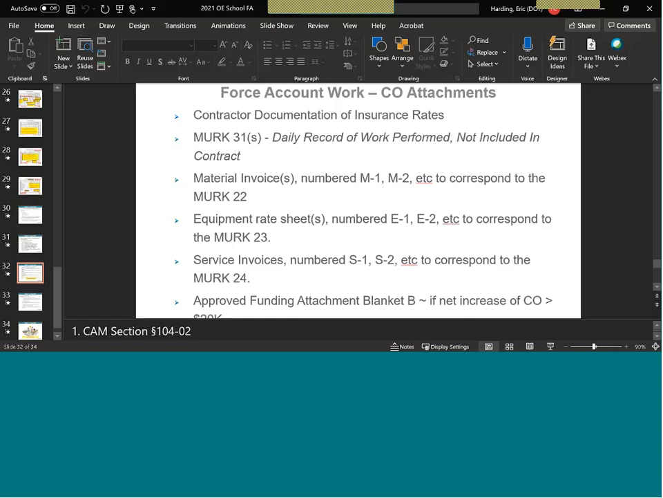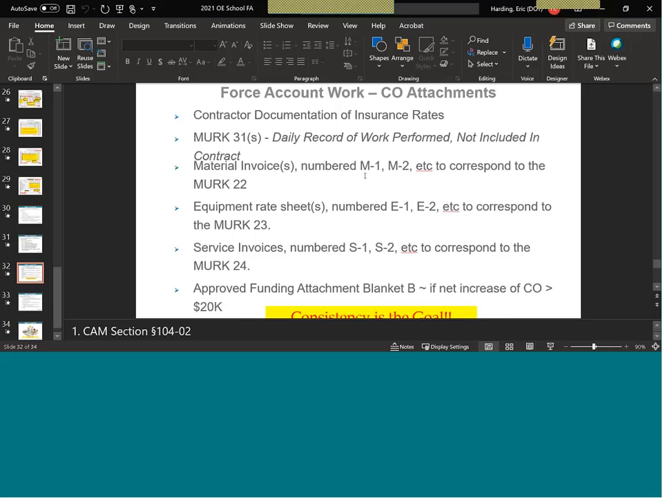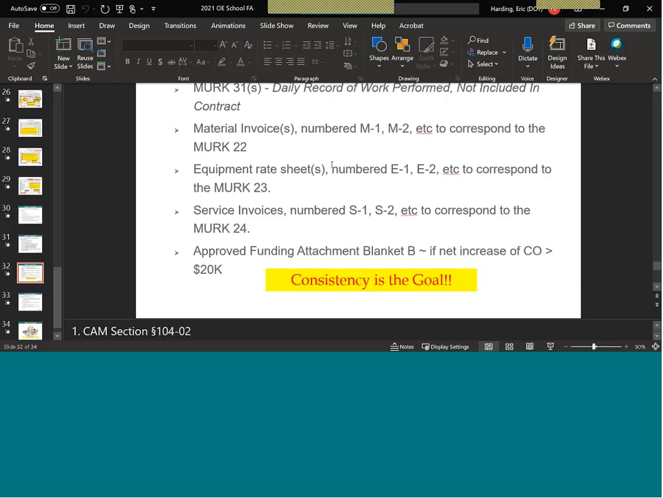Materials invoices numbered M1, M2, M3 correspond to the MERC 22. Helps in your review, helps in the regional office's review. Equipment rates labeled to correspond to the MERC 23. Same with services. And your blanket attachment B if your change order is greater than $20,000.